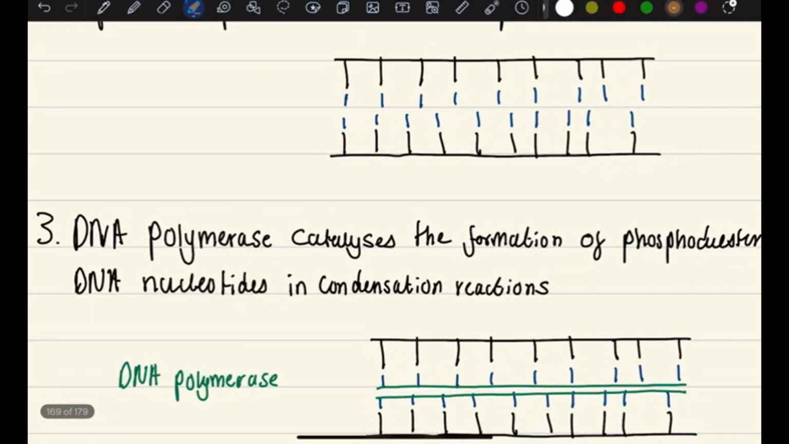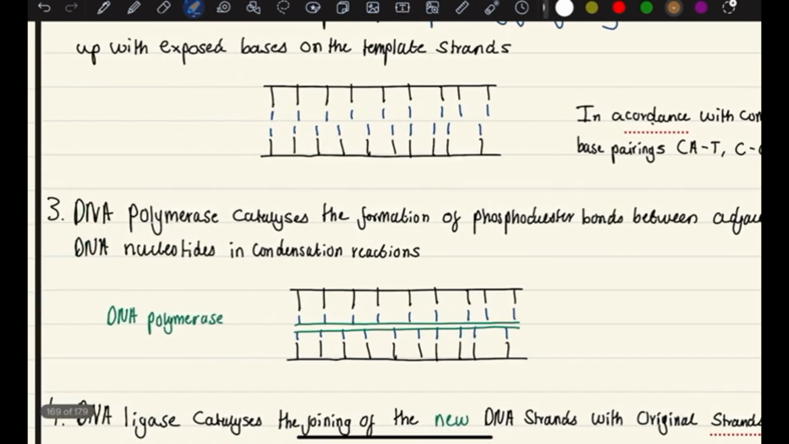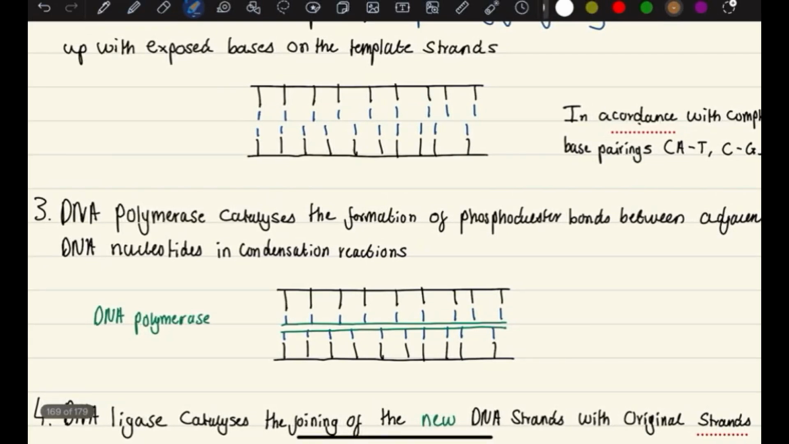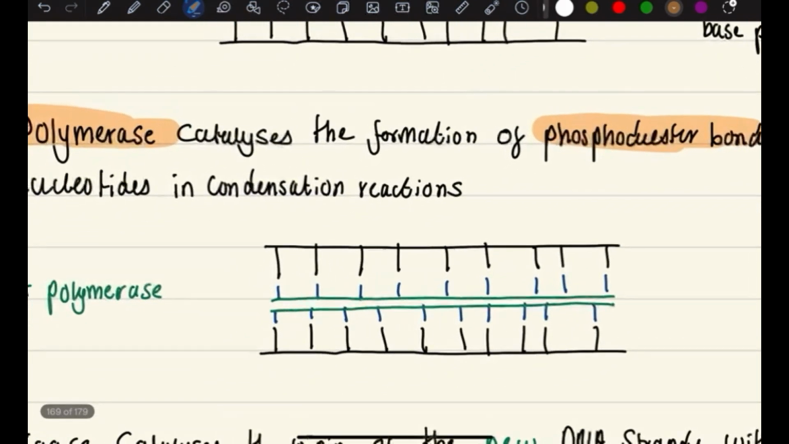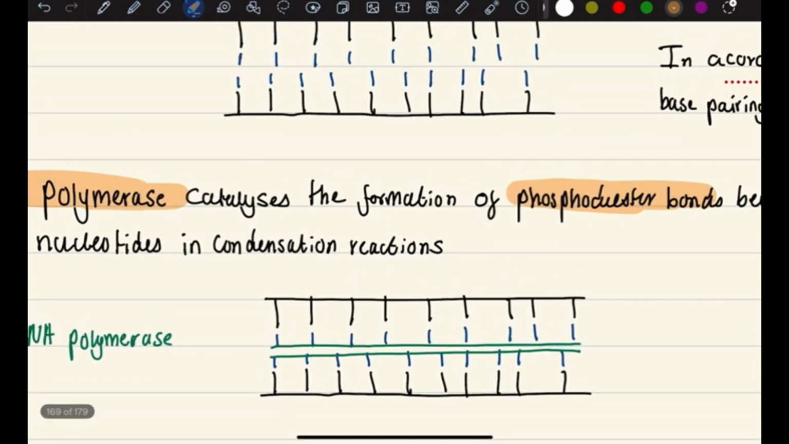Now, if we look at number 3, DNA polymerase catalyzes the formation of phosphodiester bonds between adjacent DNA nucleotides. And really, emphasis on this word, adjacent, first of all, and 2, the enzyme, DNA polymerase. That is catalyzing the formation of phosphodiester bonds. Just make sure that you are saying these terms because they're really, really important when it comes to answering. So you can see here in the green, I've shown you what the action of DNA polymerase is doing. You see the exposed bases, they're just joining it together so that we have a new strand of DNA.